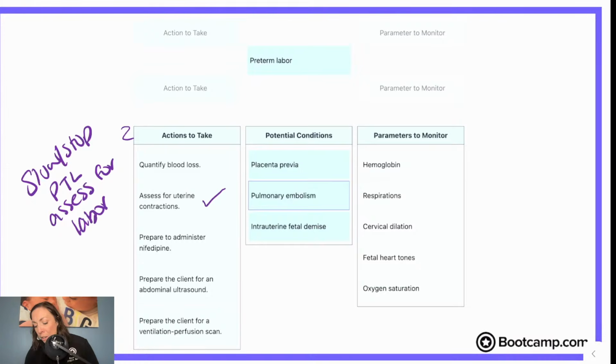Okay, our next one is prepare to administer nifedipine. What do y'all know about nifedipine? What is nifedipine? More importantly, what is nifedipine in the OB world when you're in preterm labor?